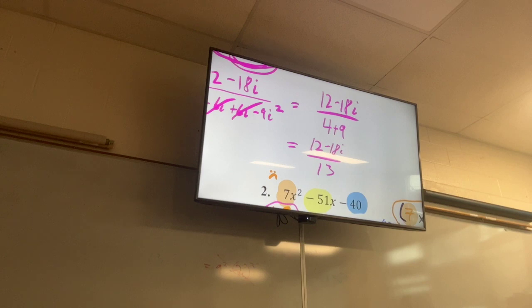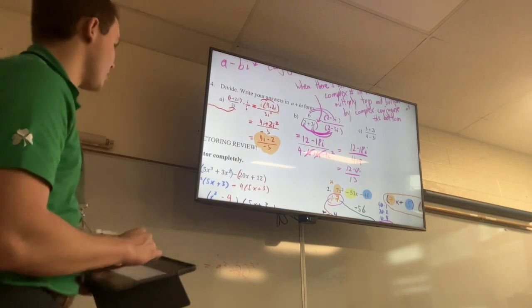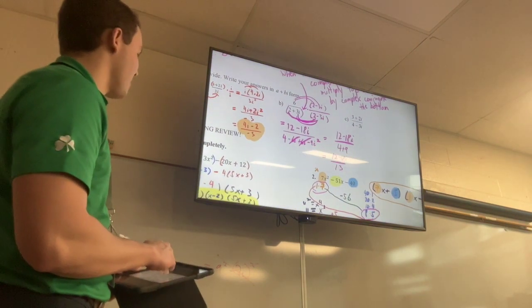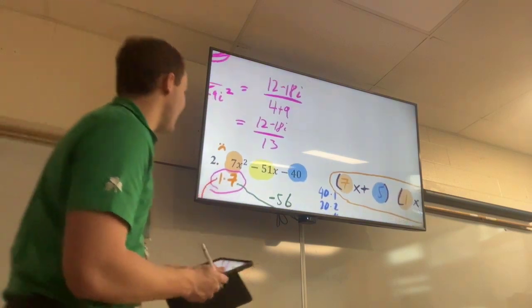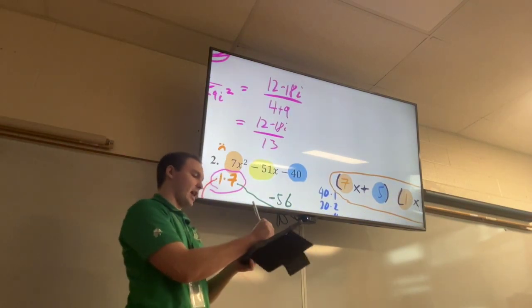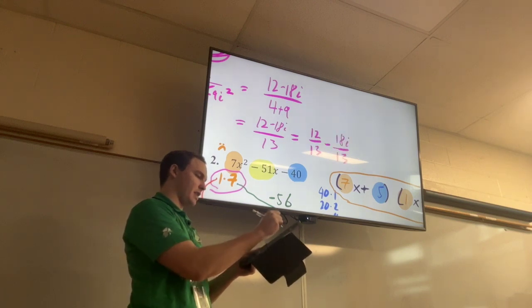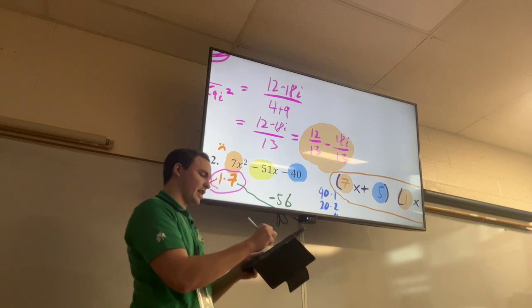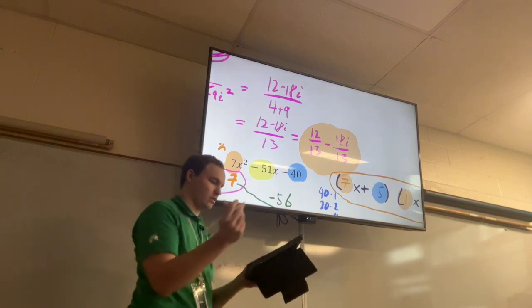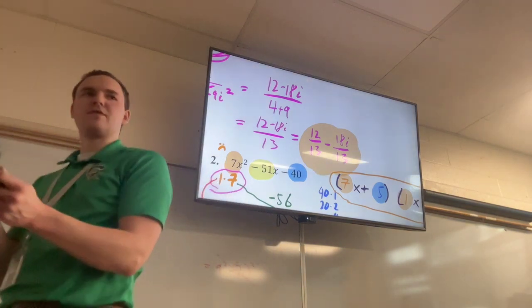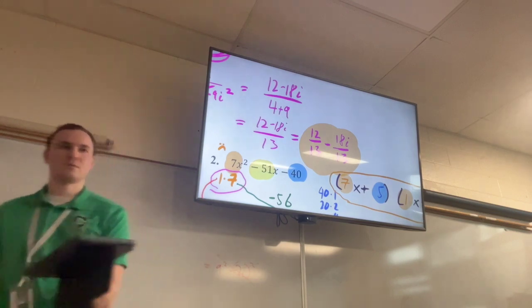I'm sorry, I misread the directions here. They want you to write your answers in a plus bi form. That means you take the answer and split up the numerator. So it's 12 over 13 minus 18i over 13. That would be the answer. And I should have done that for the first one too. Did I go through that too fast? Are we okay?